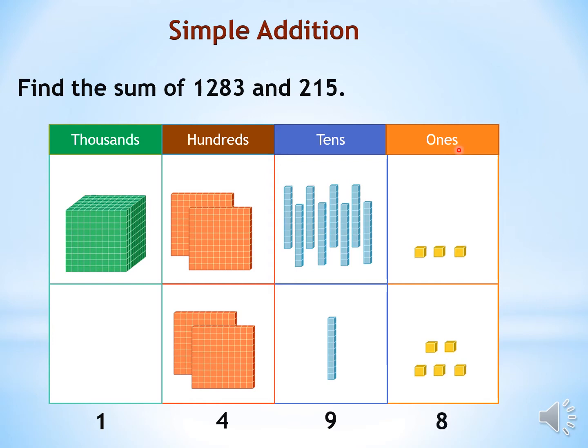Okay. Now we can see altogether there are 8 ones. And if we count the number of tens, altogether there are 9 tens, 4 hundreds and 1000. So what is the sum of 1283 and 215, children? Yes, the sum of 1283 and 215 is 1498.